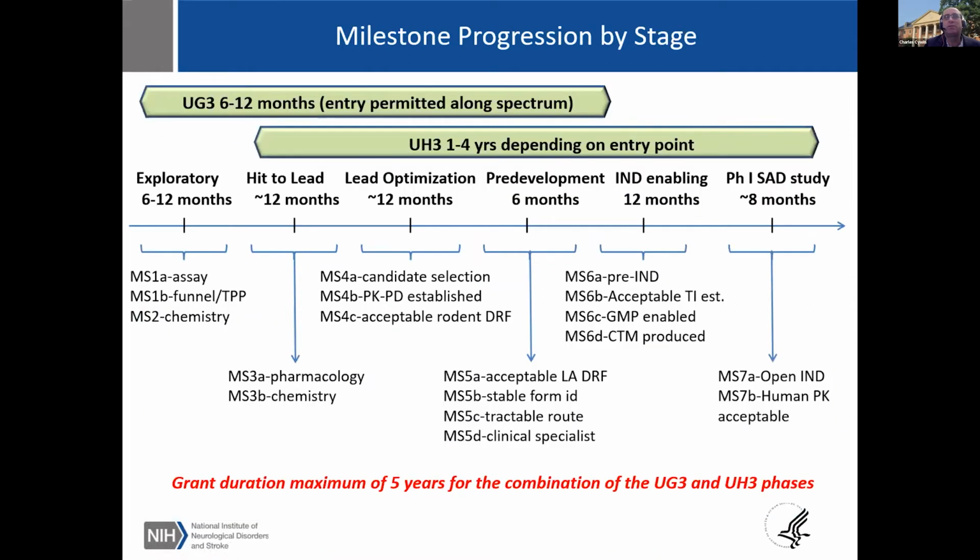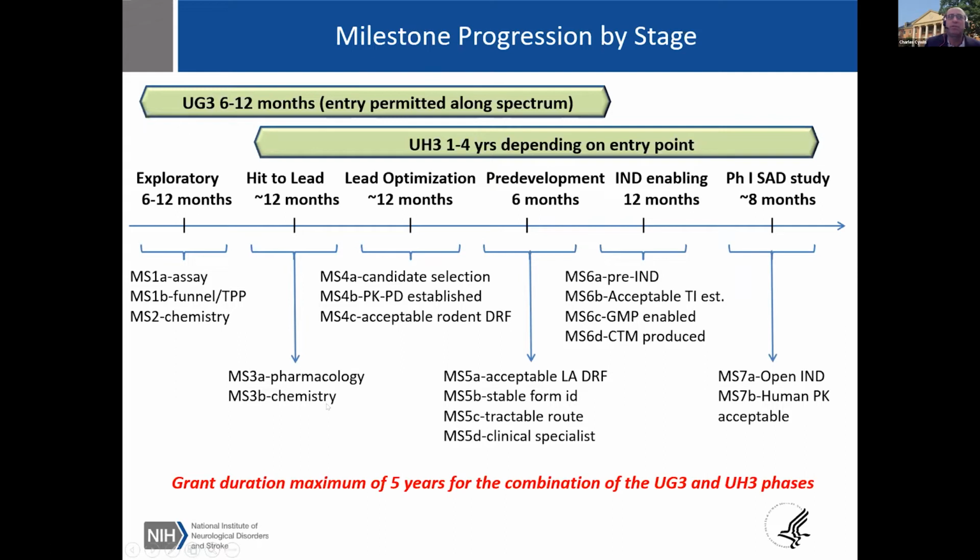And again, it's a milestone-driven program. This, as I mentioned, is a phase mechanism. Typically, the first phase is a year for the UG3, and up to 4 years for the UH3. There are milestones for each step of the way. If you come in and say, well, I'm already at hit to lead, we're going to be looking to see that you already have assays in place. You can demonstrate good statistics on those and good throughput, that you have your screening funnel and target product profile in place, and that you've demonstrated at least a preliminary SAR to have an SAR plan to come in to hit to lead.